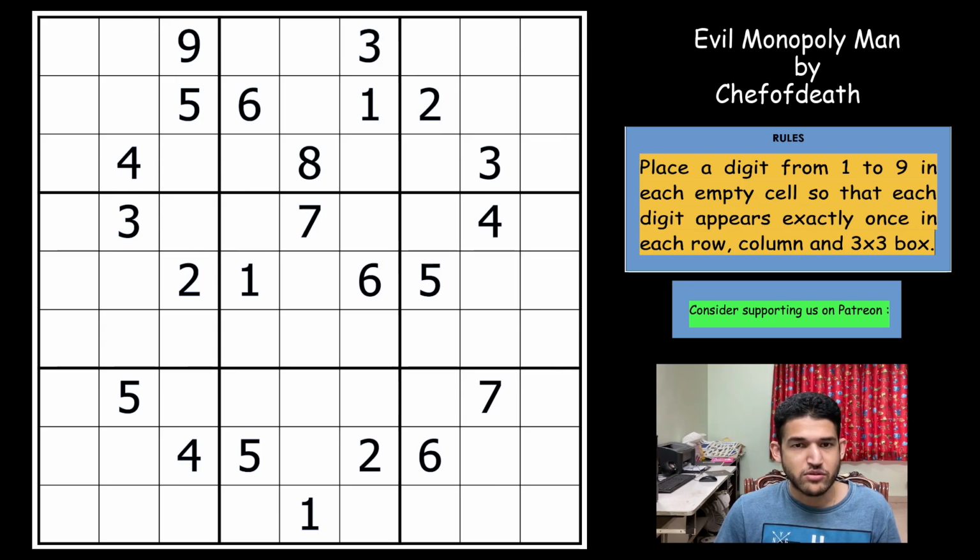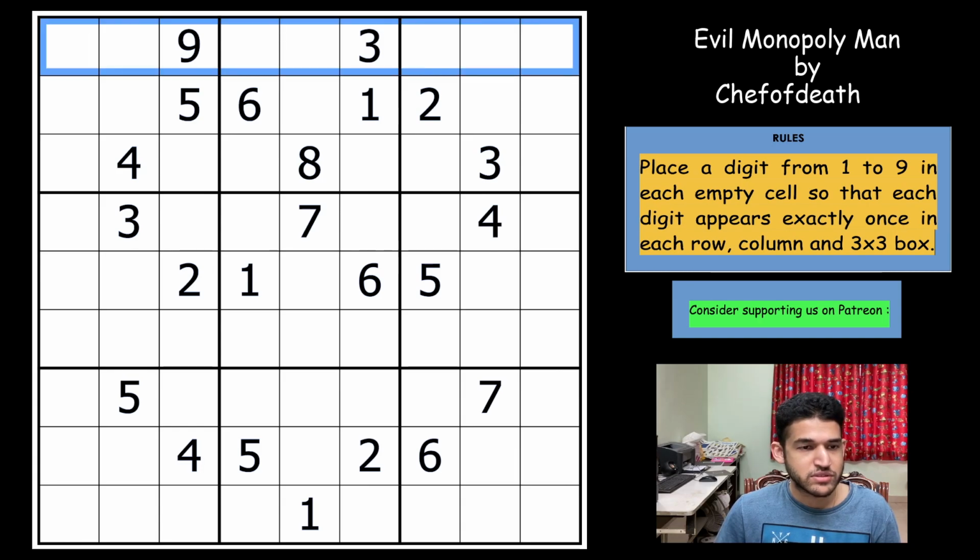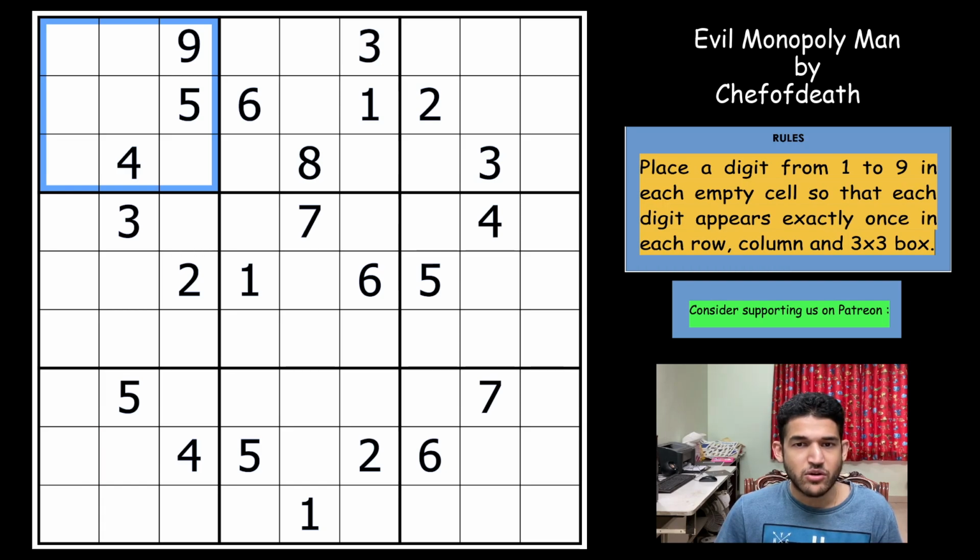Let's try the Sudoku now. Classic rules apply. Each row, each column, and 3x3 box in the grid has digits 1 to 9 without any repetitions. So let's start the Sudoku now.